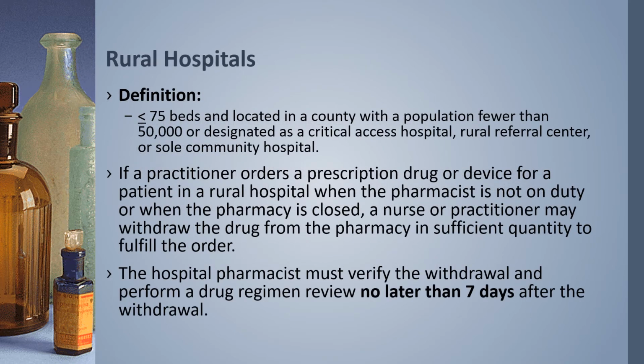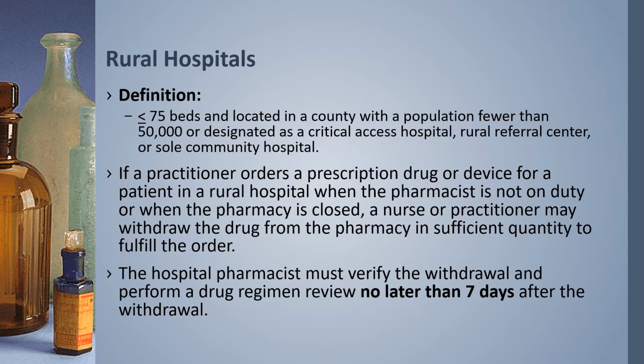We're going to switch gears a little bit and talk about rural hospitals. Of course, they're defined by numbers that you'll need to jot down on your worksheet, but they're defined as having less than or equal to 75 beds and located in a county with a population fewer than 50,000, or designated as a critical care access hospital, rural referral center, or a sole community hospital. Especially in East Texas, these are going to be a lot of places, especially in counties that might have a lot of small towns joined together.